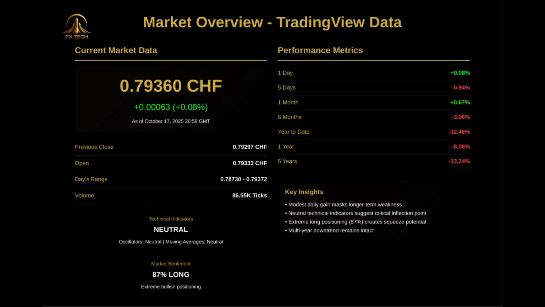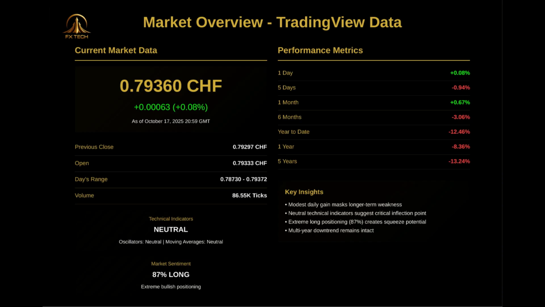TradingView data reveals USD/CHF trading at 0.7936 CHF as of October 17th, showing a modest daily gain of 0.08%. However, this masks significant longer-term weakness. The pair has declined 0.94% over 5 days and 12.46% year-to-date. Technical indicators remain neutral, suggesting a critical inflection point.